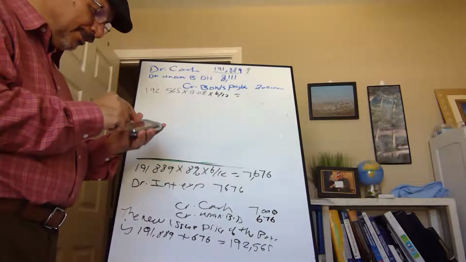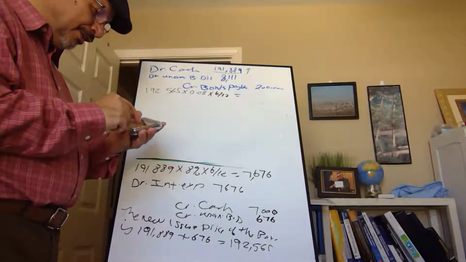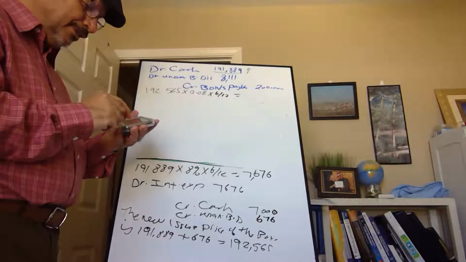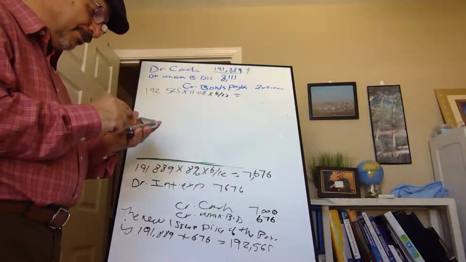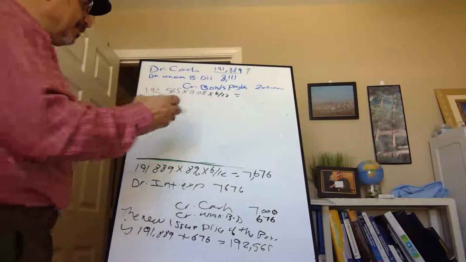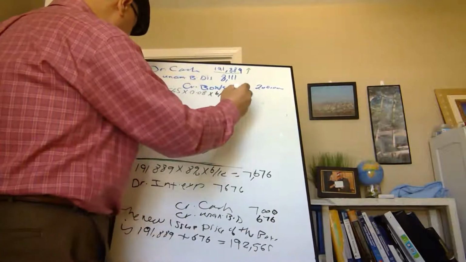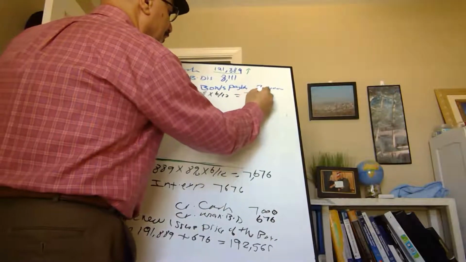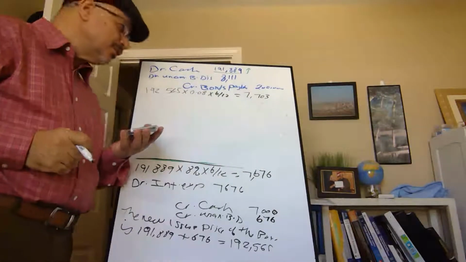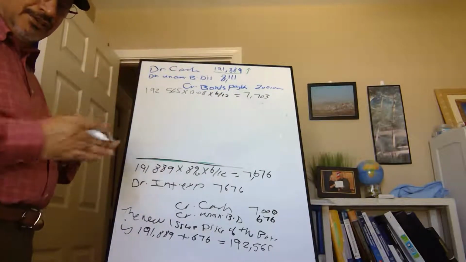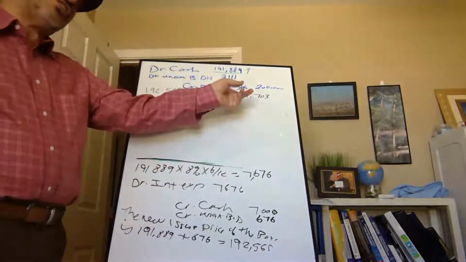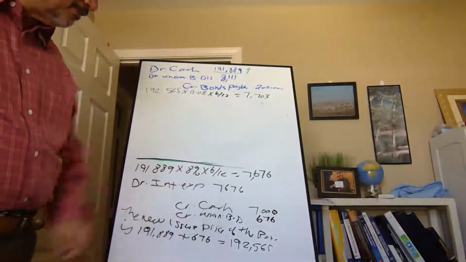Okay, 192,565 times 8% times half of that, 6/12. That gives us 7,703. It's actually 7,702.6, so we'll just round to the nearest number. Okay, so this new number is a little bit higher than the first one.